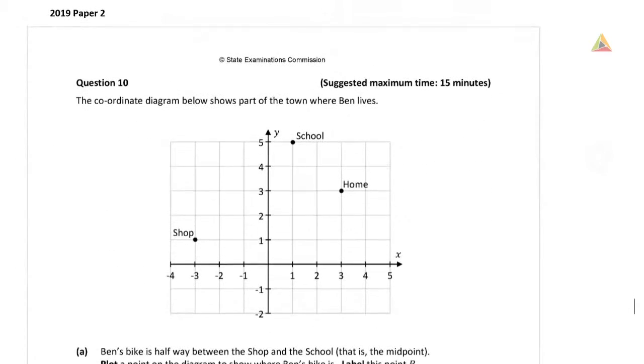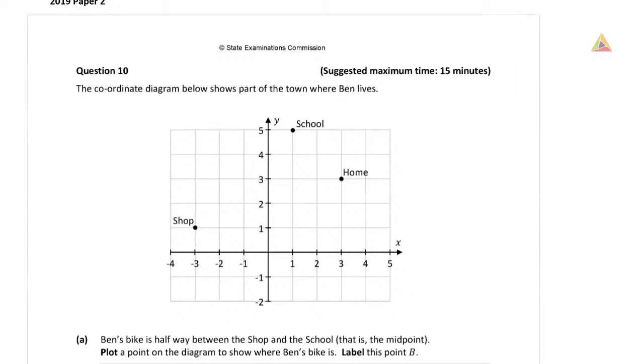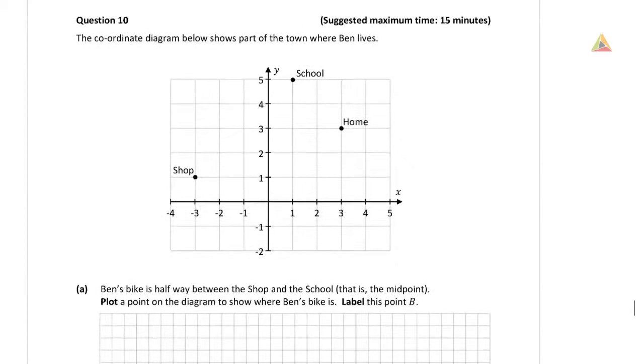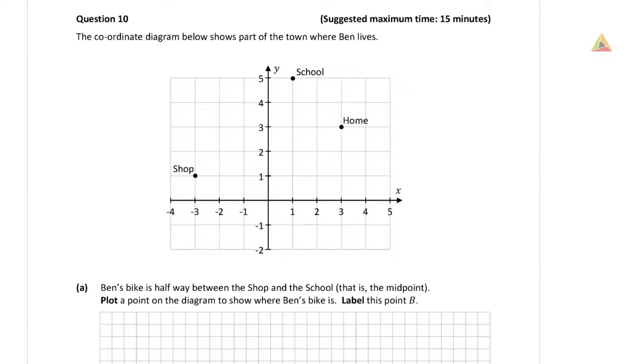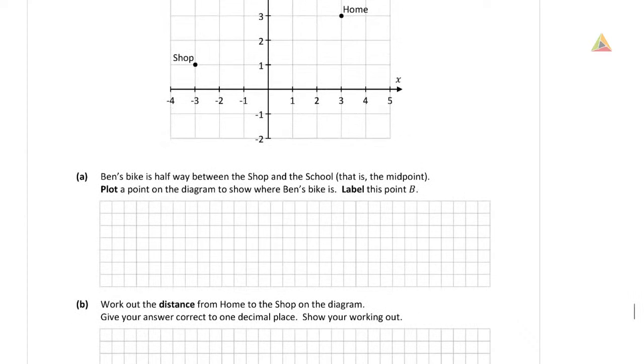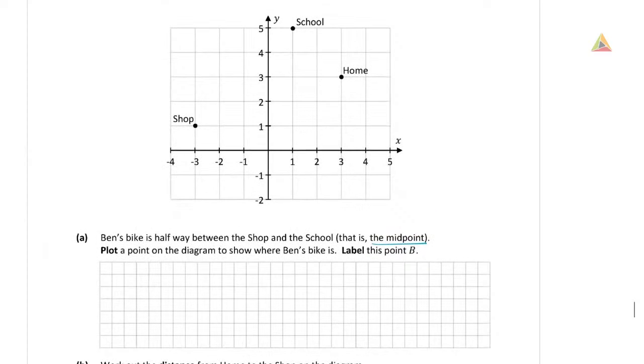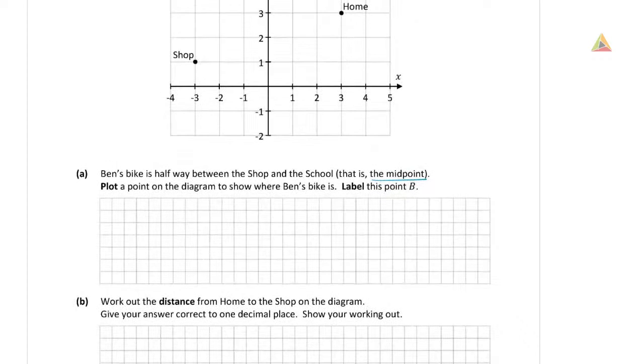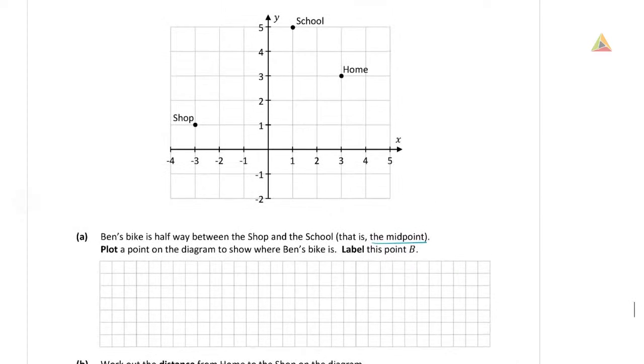Okay, we've one more exam question to do. This is 2019 paper 2 question 10. The coordinate diagram below shows part of the town where Ben lives. So we have the x and y coordinates with school, home and the shop. Ben's bike is halfway between the shop and the school, so that is the midpoint. Plot on the diagram where Ben's bike is and label this point B.